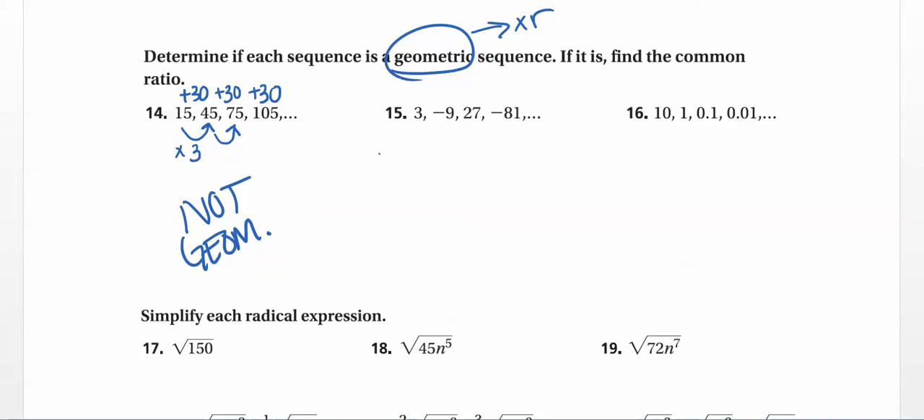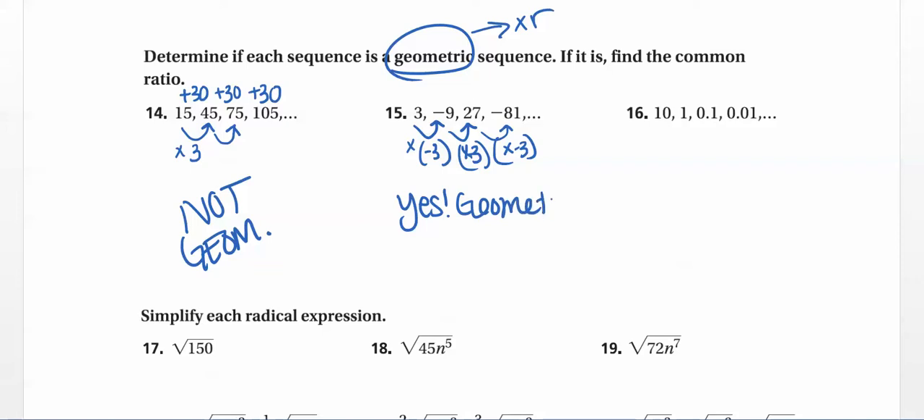Okay? From 3 to negative 9, we're multiplying by negative 3. Let's see if that works out again. Times negative 3. Yep. Times negative 3. Yep, it looks good. These check out. So this one is, yes, it is geometric. And the common ratio r is negative 3. It's what you're multiplying by each time.